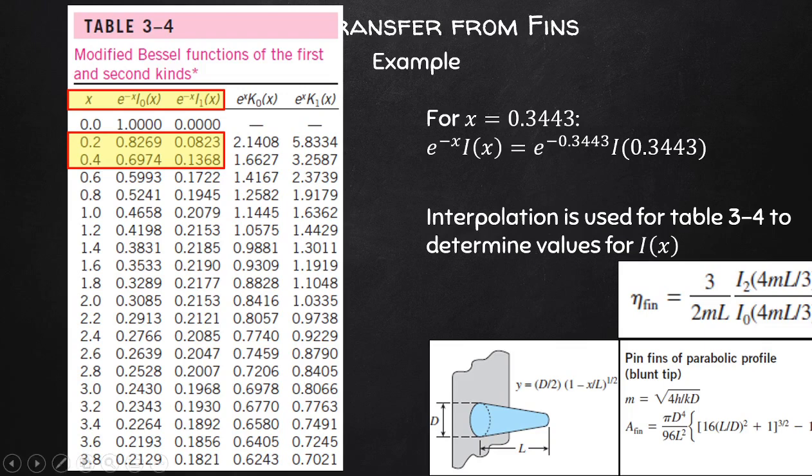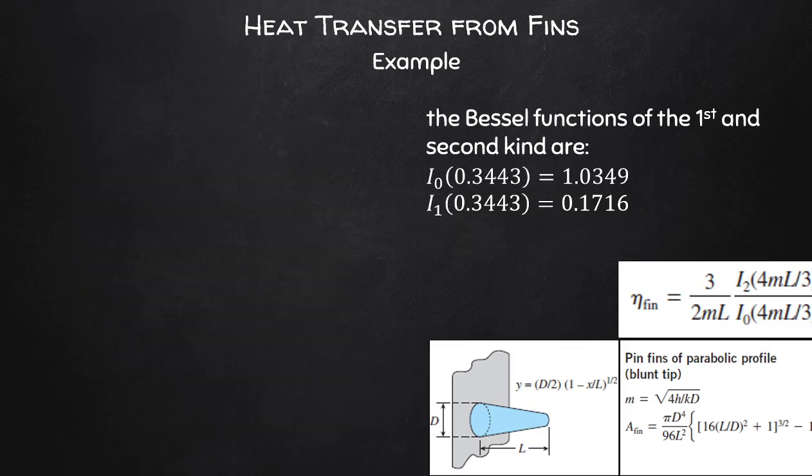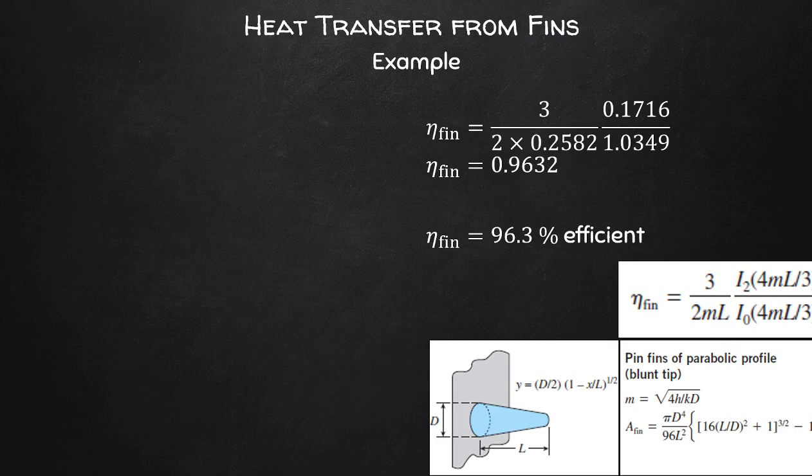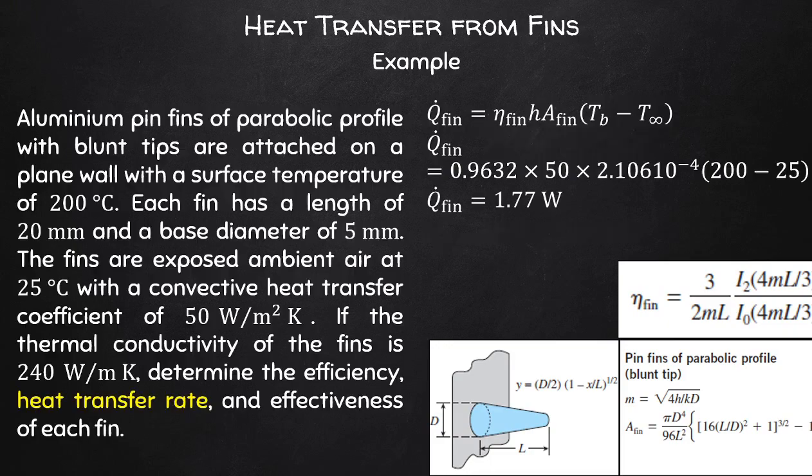So what do we do? We shuffle the equations and then we determine what the values for I0 and I1 are. And now we can compute very easily the fin efficiency, right? Just for one fin, which is 96.3%. And I would say this is acceptable. This is very high. So good on you, fin.